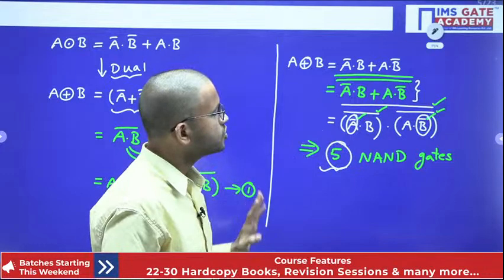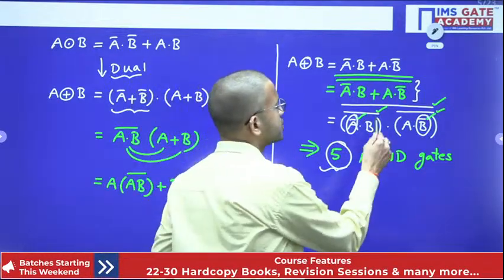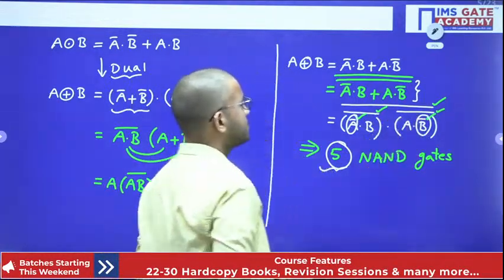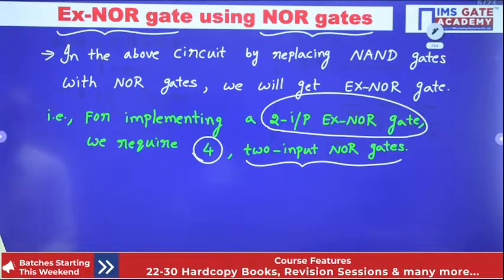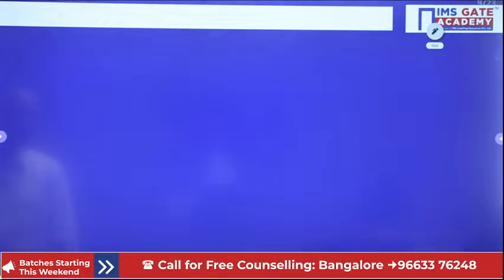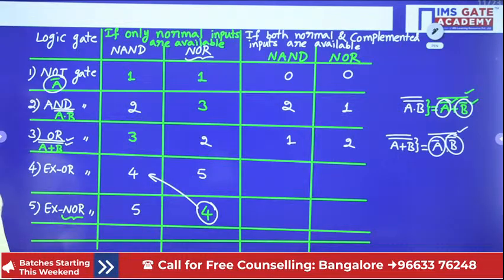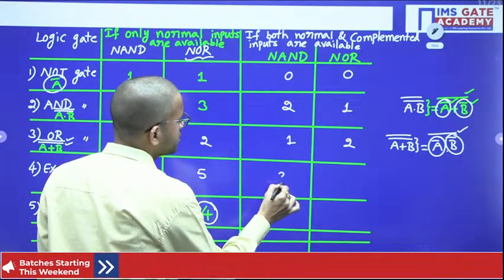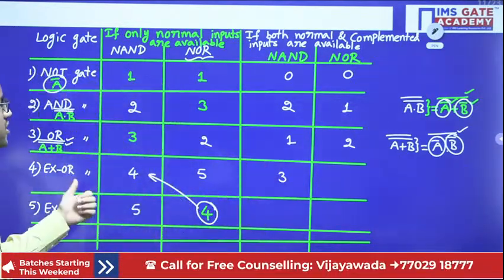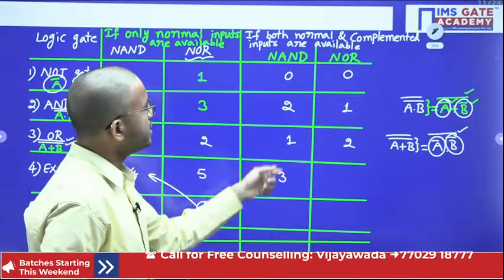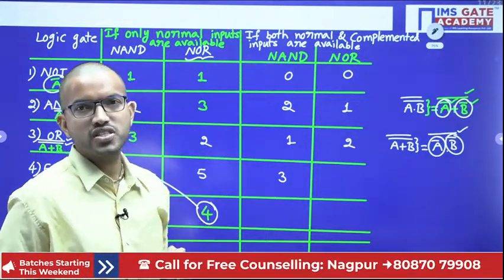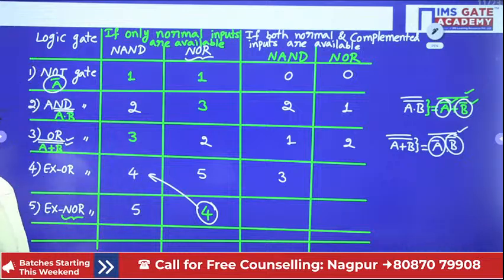That means 5 minus 2 is 3. Or you can observe from here also: 1, 2, 3. That's all. 3 NAND gates are sufficient for implementing a 2-input XOR gate by using NAND gates when both normal and complement inputs are available. Okay, right.